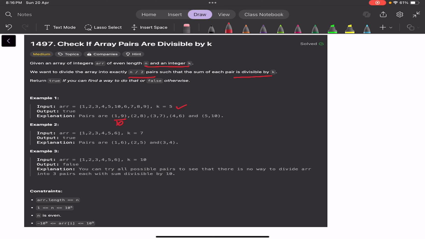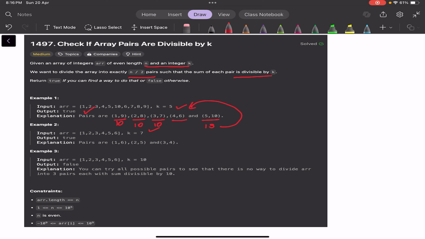Then we can take 8 and 2, which will give us again 10, which is perfectly divisible by k. Then we have 7 and 3, which give us 10 again. We have 6 and 4, again perfectly divisible by k. Then we have 5 and 10, which give us 15, which is perfectly divisible by k, right? So we need to find all such pairs, and if you can find all the pairs, then you can return true. Else, if you cannot pair at least one number, then you have to return false, right?